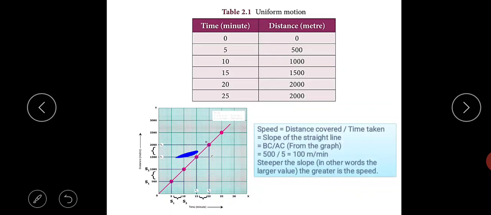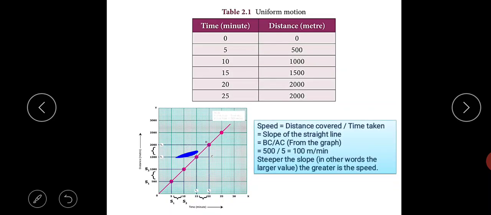Here the slope of a straight line is equal to BC by AC. That is, here you have BC, and here can you see AC? From the graph we are taking that. What is the value of BC? The difference is 2000 minus 1500. The difference is what? 500. Divided by, what is the difference between these two values? 20 minus 15 will be 5. So 500 divided by 5.